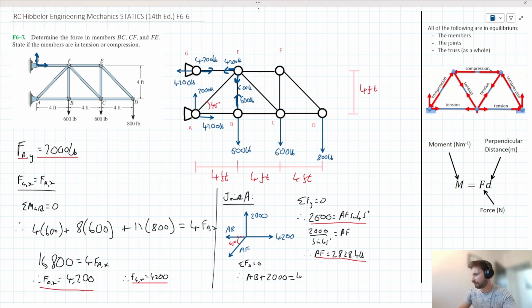What's acting to the right? Well, we've got that 4,200. Okay, so we can rearrange this. We can say, therefore, AB is equal to 2,200, subtracting 2,000 from both sides there. Let's go ahead and add these forces to our diagram here. Now again, we can add some more internal forces since members AF and AB are also in equilibrium.